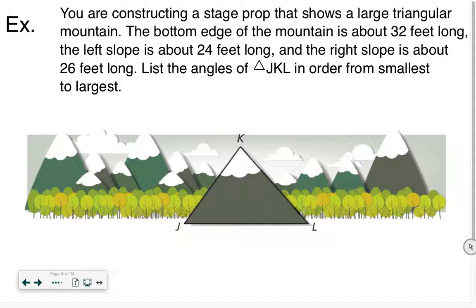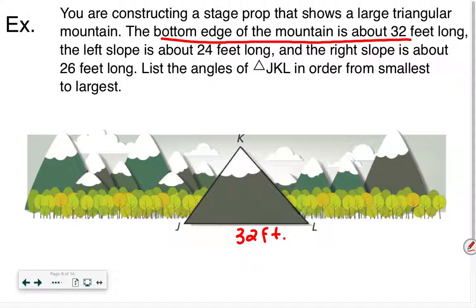So in our first problem here, story problem, but that doesn't really matter too much. It says you're constructing a stage prop that shows a large triangular mountain. The bottom edge of the mountain is 32 feet long. Let's just start there. Who can raise their hand and tell me, if it said that sentence and this was like the ACT or something, the bottom edge of the mountain is 32 feet long, which segment would be 32 feet long? Owen Murphy? JL. Very good.